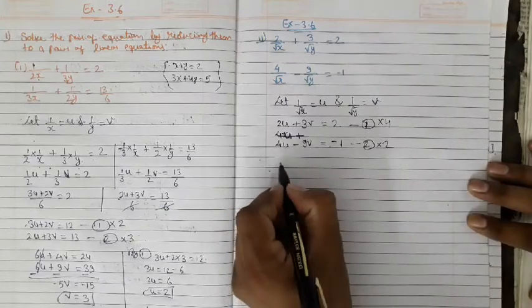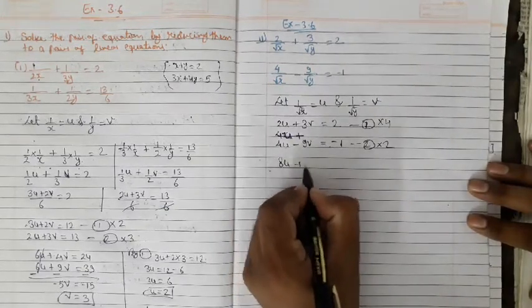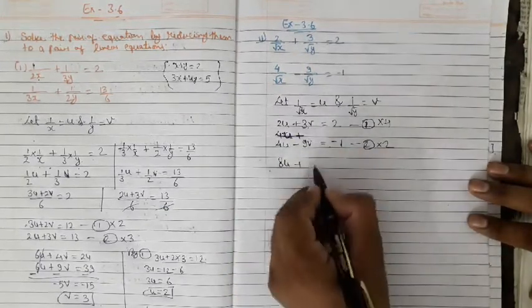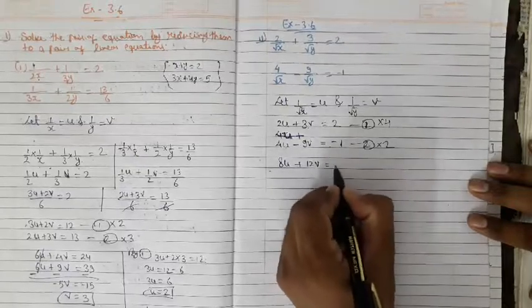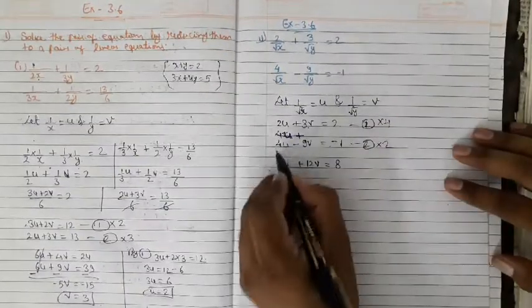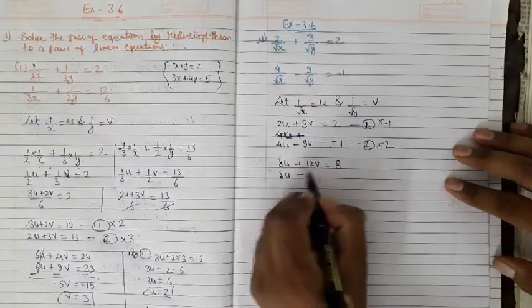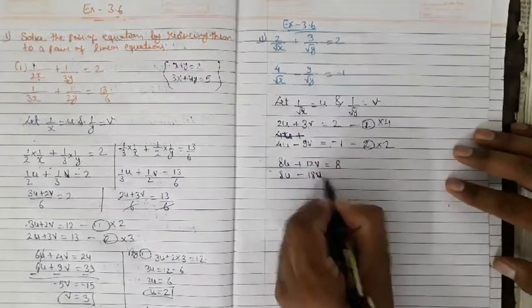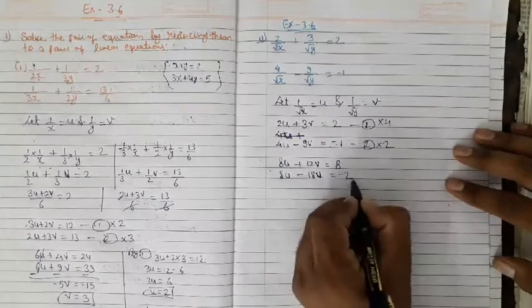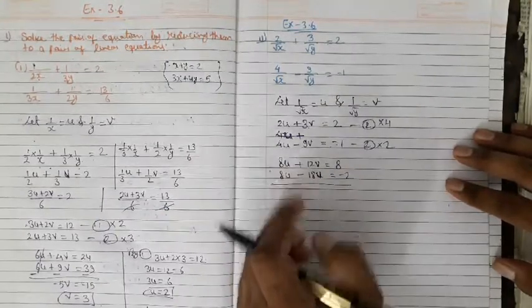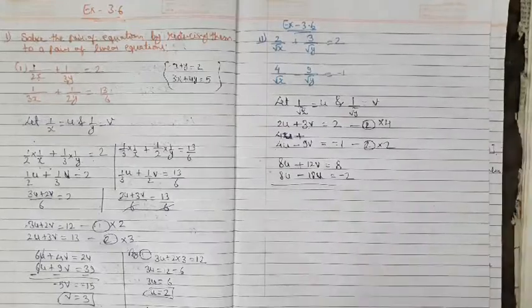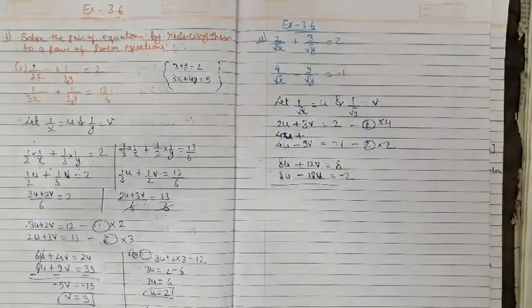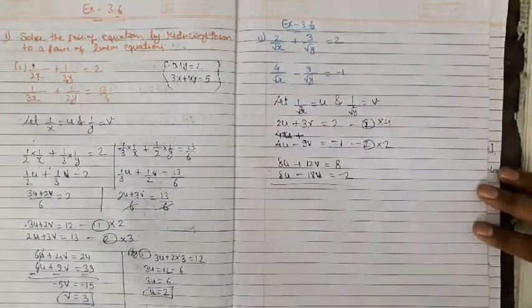4 into 2 becomes 8u, plus 4 3s are 12v, equals 4 2s are 8. Here 2 4s are 8u, then 2 9s are 18v, equals 2 into minus 1, minus 2. See, here instead of the coefficient of u we can take the coefficient of v also. Okay, you can solve this also.